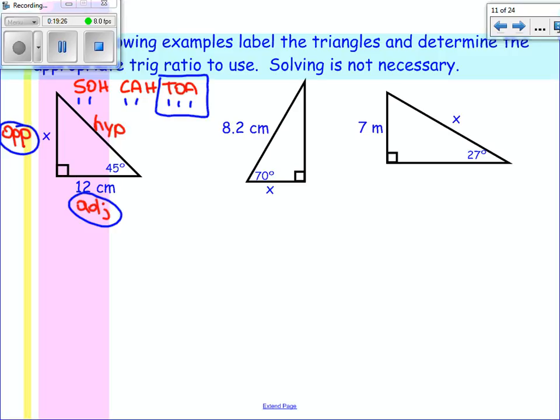We know we have to use tangent. So we say tan, and then you put a bracket. And what's the angle we're working with? Here, 45. So tan, bracket, 45, bracket. That means tan of 45. It doesn't mean tan times 45. Equals. TOA means opposite divided by adjacent. So what was our opposite side in this question? x. Divided by our adjacent side, 12.